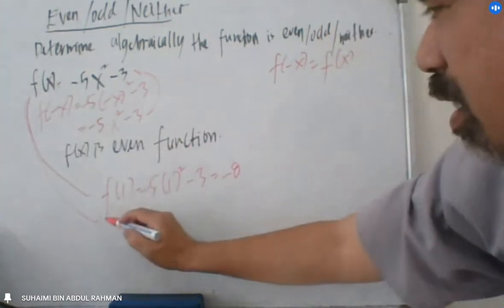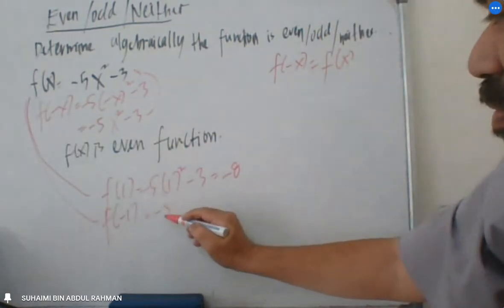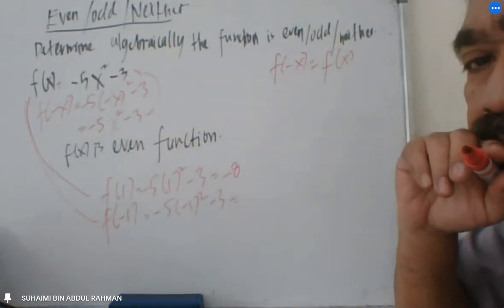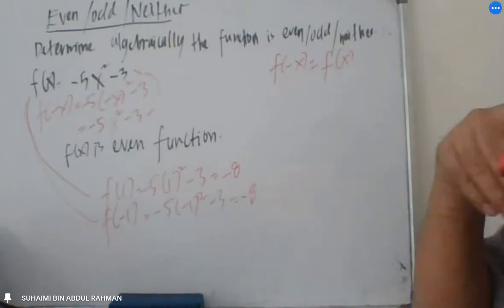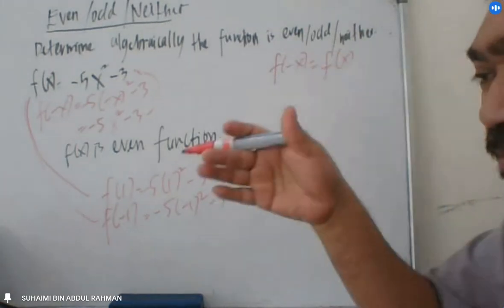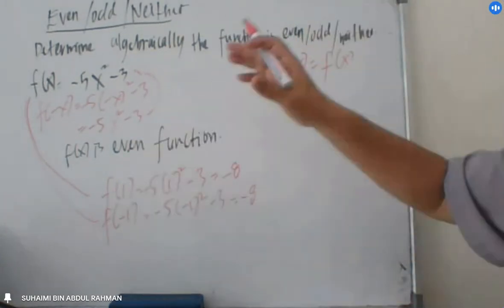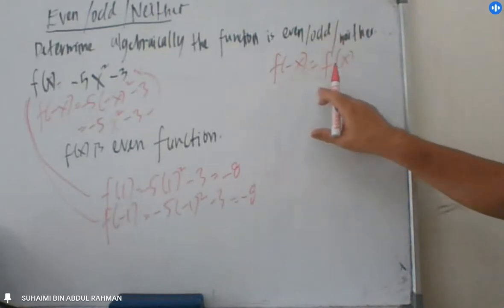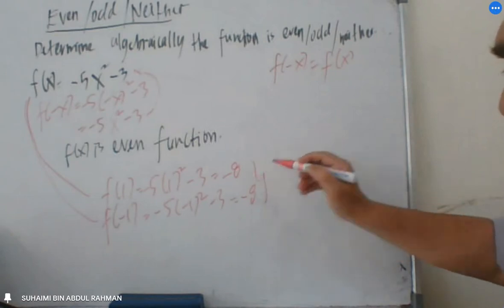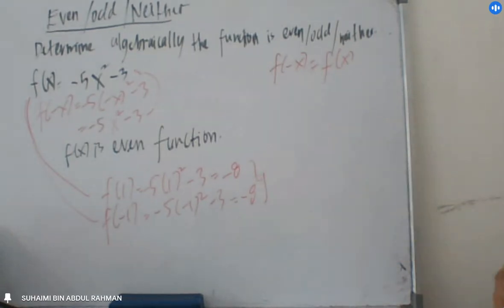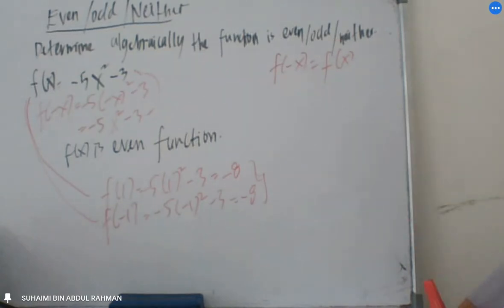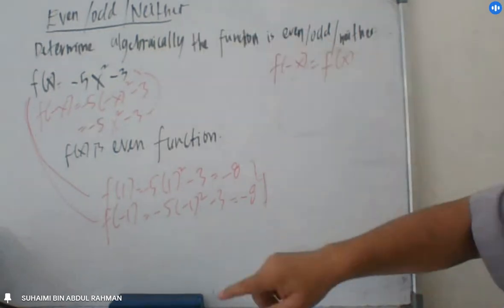Then you put minus 1. Minus 5 minus 1 squared minus 3, what do you get? Minus 8 as well, the same. This means that whether positive or negative does not matter because it will end up with the same answer. For a case like that, the function is an even function. You try with another number. Let's say you put 2.